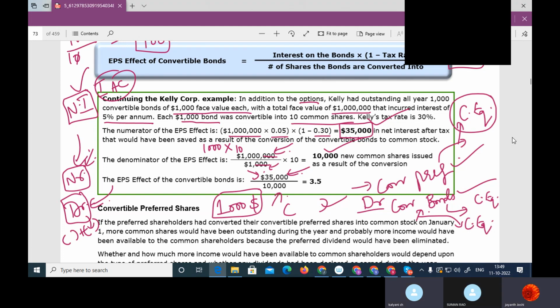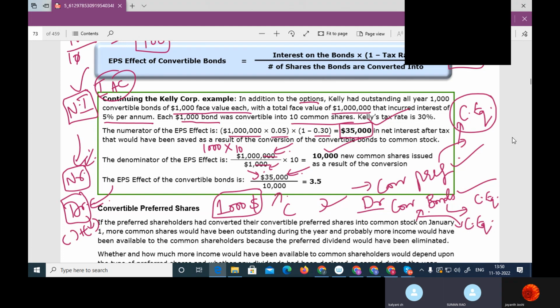Yeah. So there is a formula, the EPS effect on a convertible bond. This can be easy: interest on bond into 1 minus tax rate. So if you read the question, we have the total face value of this, how much? 1 million, right? And how much is the interest we are incurring here? 5%. So we are simply doing 1 million into 5%. And as per the formula, we have to take 1 minus tax rate. Going further, we have a tax rate of 30%.